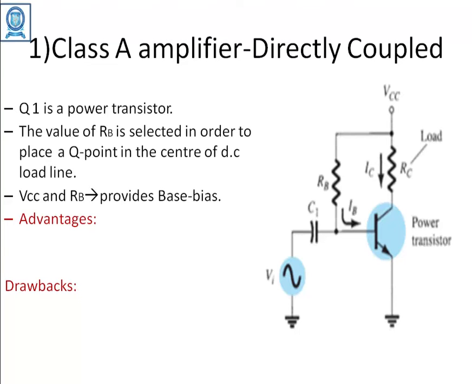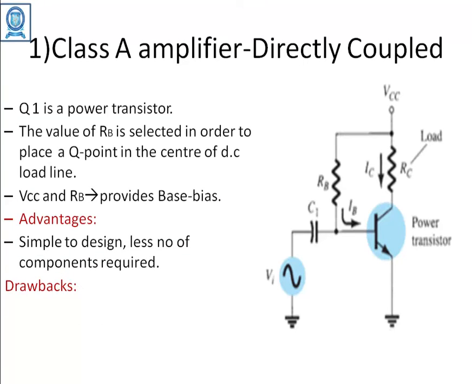The value of RB is selected in such a way that the Q point lies in the center of the DC load line. The circuit represents the directly coupled Class A amplifier, as the load resistance is directly connected to the collector circuit. Most of the time the load is a loudspeaker, the impedance of which varies from 3 to 4 ohms up to 16 ohms. The beta of the transistor used is less than 100.